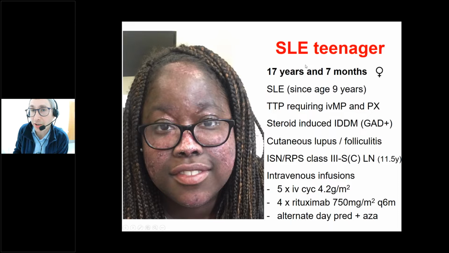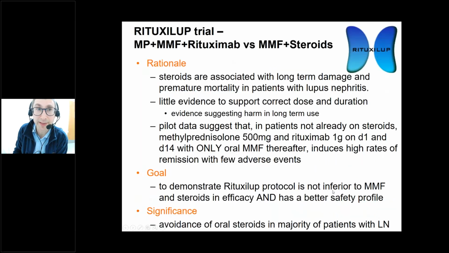And this was another girl who's just messaged me, who's in her 20s now, just finished college, and she had lupus since the age of 9, presenting with a thrombotic thrombocytopenic purpura requiring methylprednisolone and plasma exchange, who's done very well again with rituximab. And she responded very well to azathioprine.